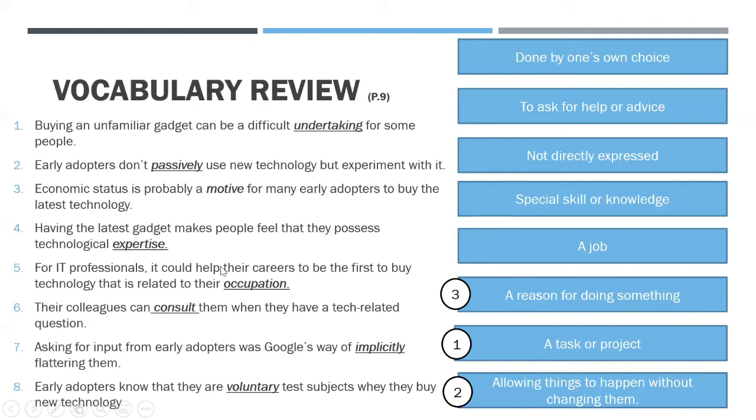Keyword, expertise, which means special skill or knowledge. Number 5, for IT professionals, it could help their careers to be the first to buy technology that is related to their occupation. This is so easy. An occupation is a job. Number 6, their colleagues can consult them when they have a tech-related question. To consult is to ask for help or advice.